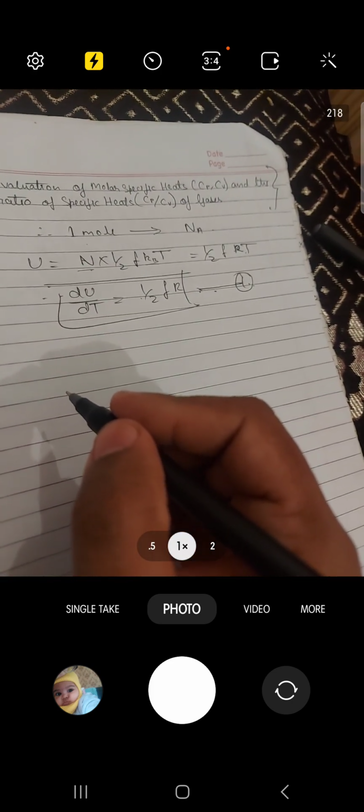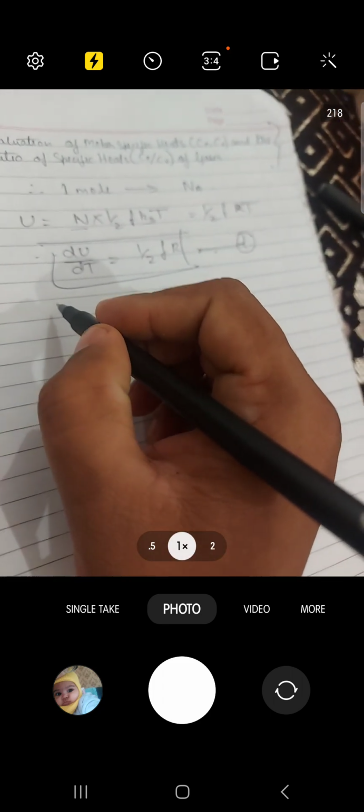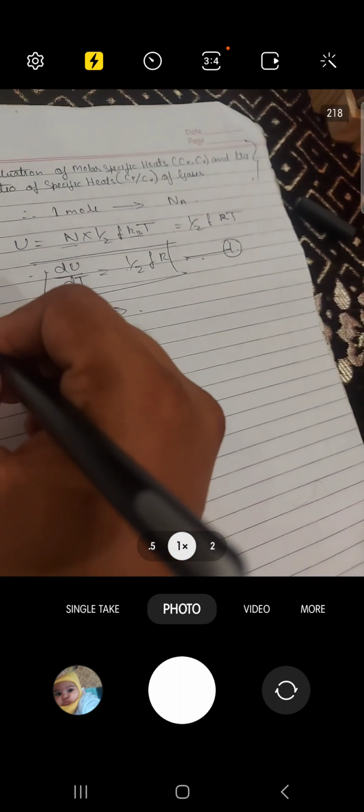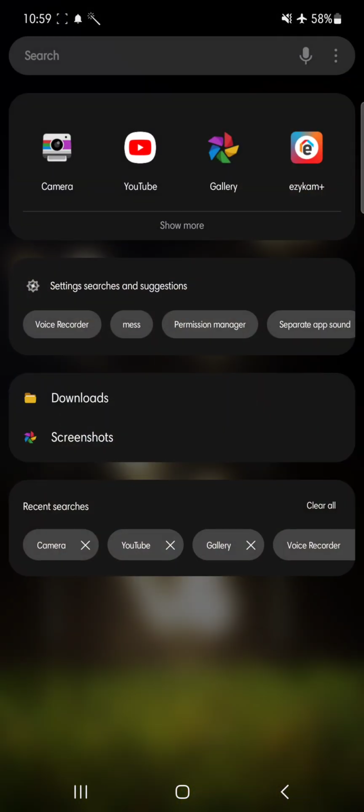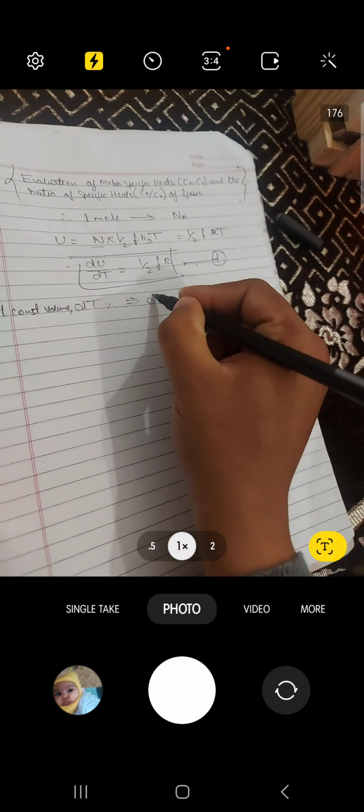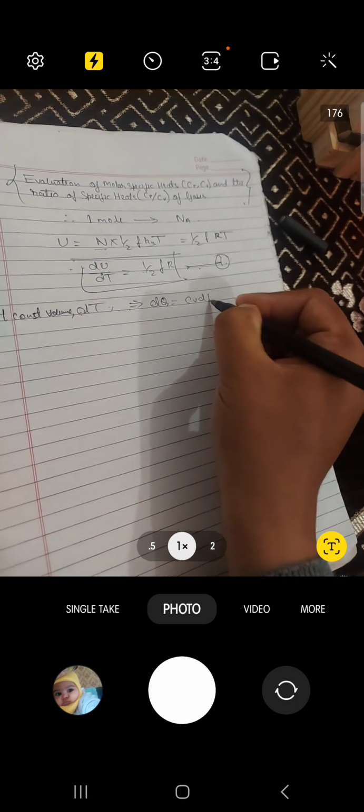So now further, if I talk about the gas, suppose I am giving heat to the gas and it is expanding, and there is a change in the temperature obviously. तो temperature का change हम dT मान लेते हैं, तो dQ उस केस में क्या हो जाएगा, at constant volume. Okay, at constant volume dT is the change, and at constant volume dQ will be equal to Cv into dT.